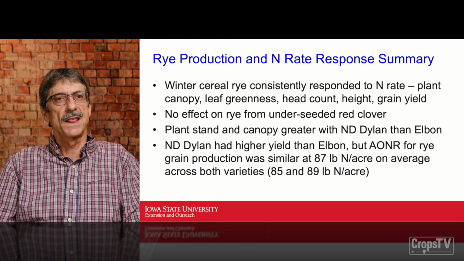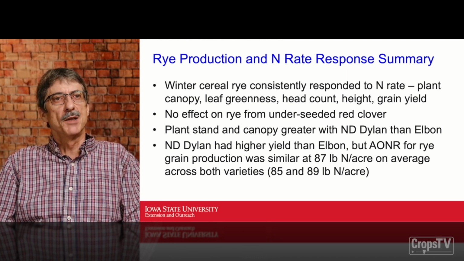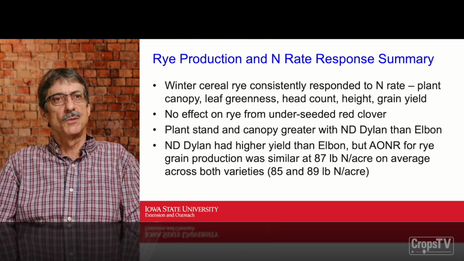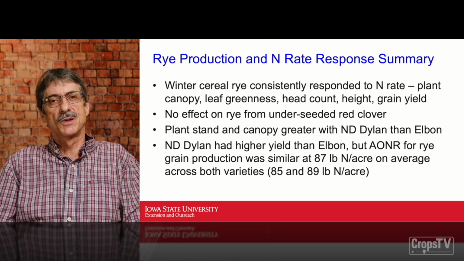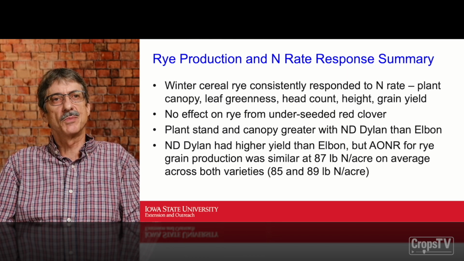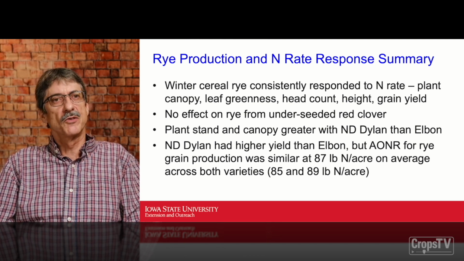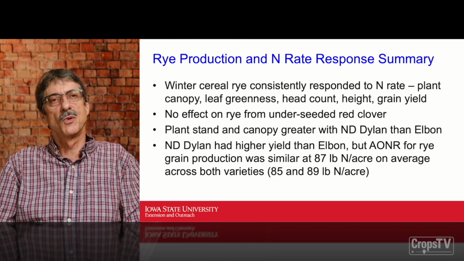The plant stand and canopy was greater with ND Dillon than Elbin, so it's definitely some varietal difference there. And the AONR, however, was pretty similar for both of those, averaging 87 pounds of N per acre, 85 and 89 for the two different varieties, so fairly consistent on that optimal nitrogen application rate for the rye.